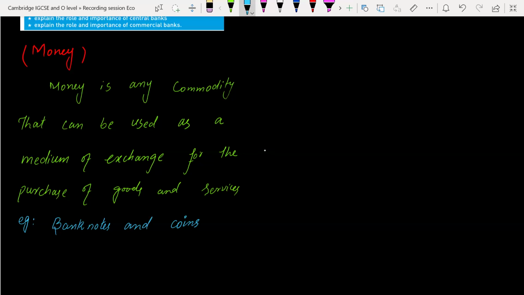Next, we will discuss forms of money. The money can be in the form of cash. It can be in the form of bank deposits. Later on, one by one, we will discuss. It can be central bank reserves.